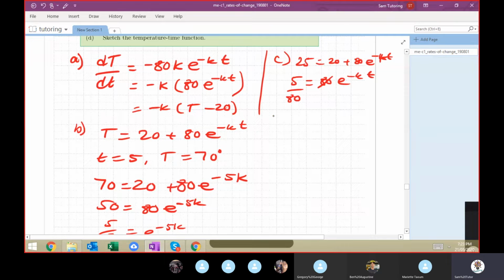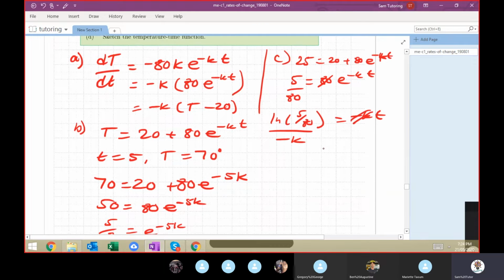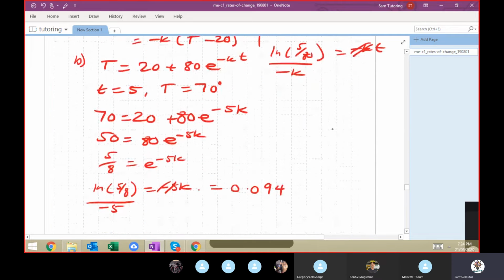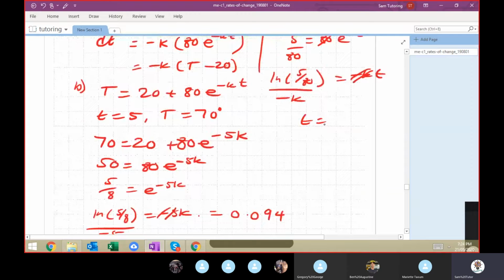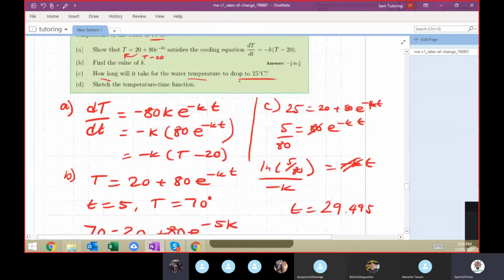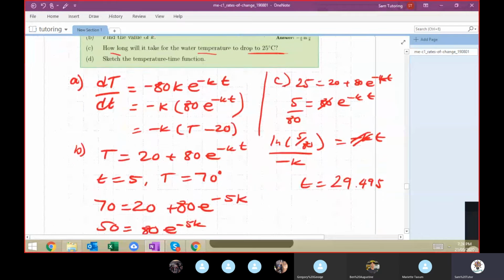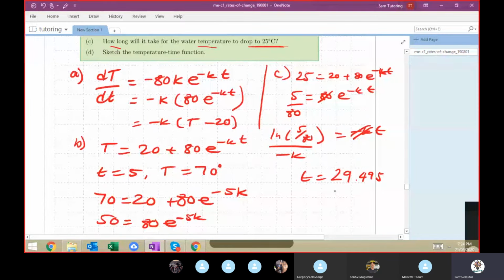How do I get rid of the exponential? Log both sides. Then you've got negative k. How do I get rid of negative k? Divide by negative k. t equals log of 5 on 80, divided by negative A, which is 29.495. I go back up and reread the question. How long will it take? t is in minutes. So it will take 29.495 minutes.